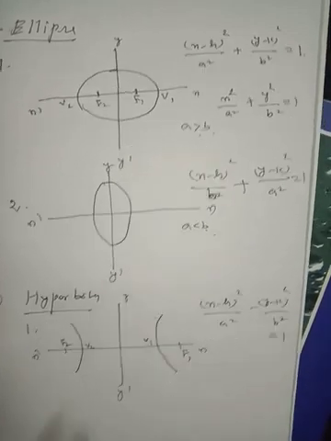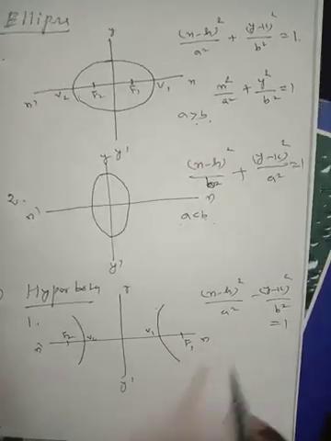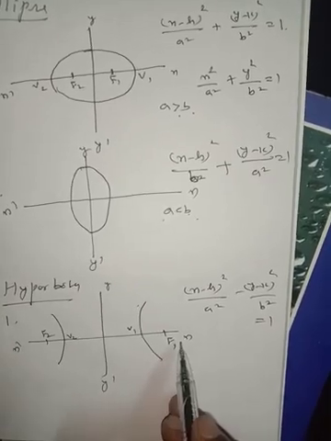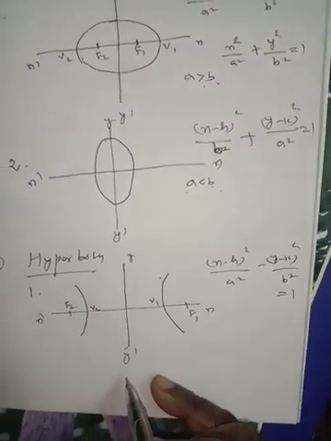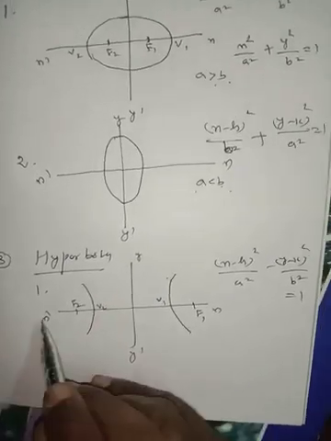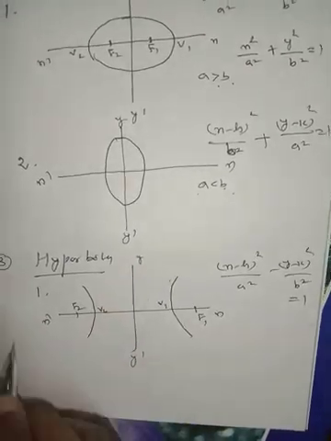Okay. Now hyperbola, the x-axis we call the transverse axis. The y-axis we call the conjugate axis. Transverse axis, conjugate axis. Type number 2 of the hyperbola.